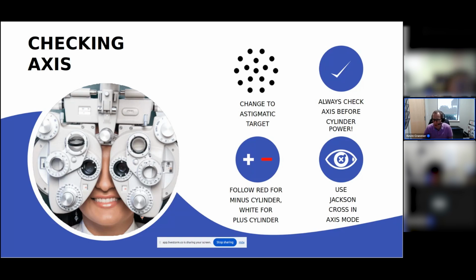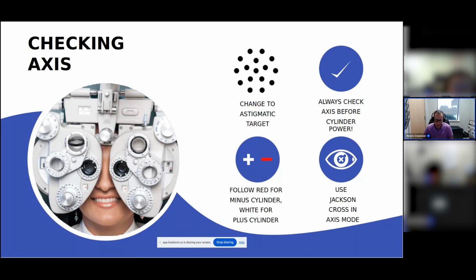As a general principle, you always have to check axis before you check cylindrical power. So make sure that you check the axis first. Once you determine the axis, then you can get the cylindrical power, because if you don't do that, you won't get an accurate refraction.